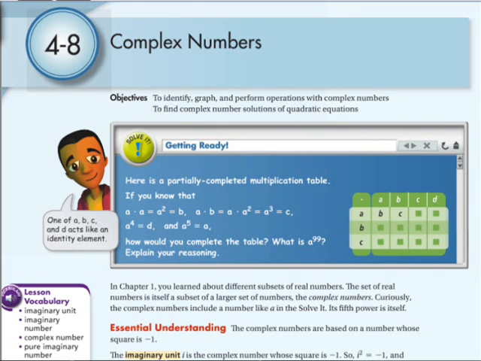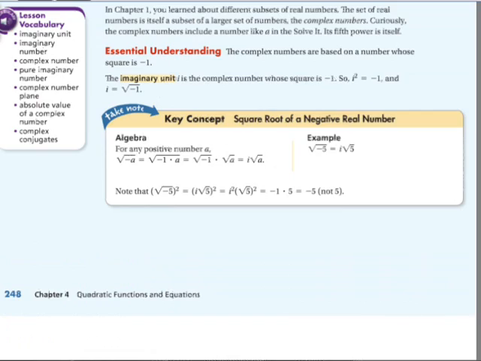So we're going to look at how to identify, graph, and perform operations with complex numbers, and we're going to find complex number solutions of quadratic equations. That's the big idea.